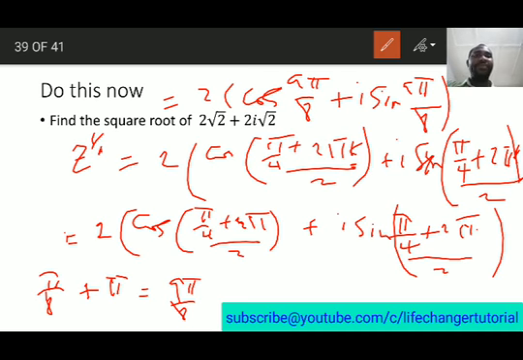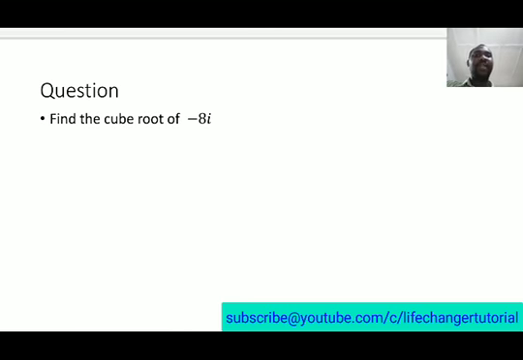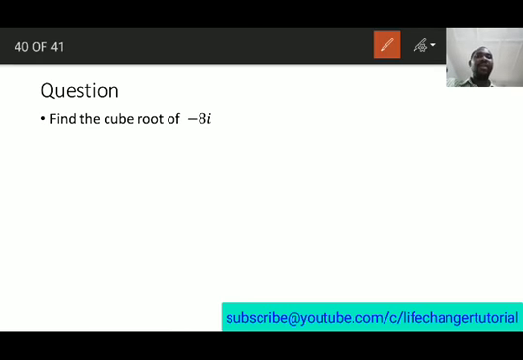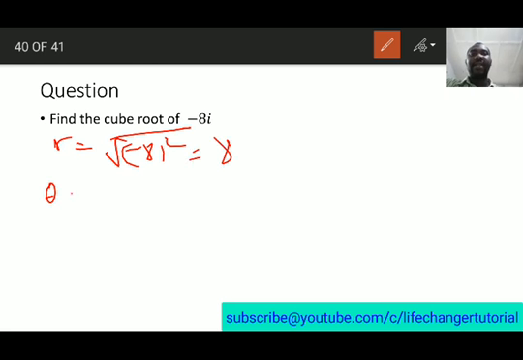Okay, so let's see another question here. We are asked to find the cube root. Remember, for us to be asked to find the cube root of minus 8i, it means that the cube root has 3 answers. So we start by finding r. Of course, r will be the square root of minus 8 all squared, which is equal to 8. Then theta, like we know, is tan inverse of 8 over 0, which is equal to 90 degrees.